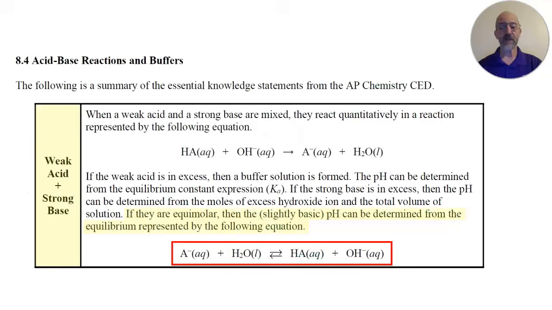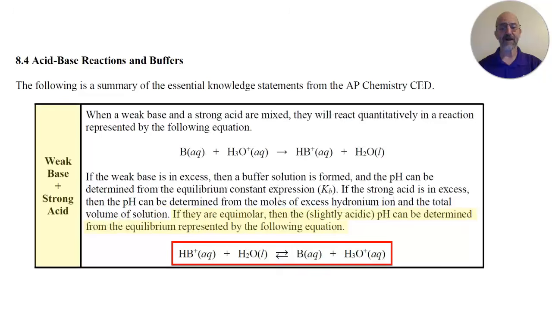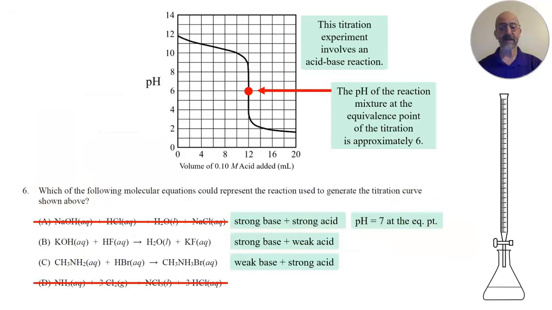So which is it? Well, back in the essential knowledge statements, if you have a weak acid and a strong base, like we saw in question 2, then the pH at the equivalence point would be slightly basic. Well, we have a pH of 6 in question 6, so it's not going to be slightly basic. This is what we're looking for. A weak base reacting with a strong acid, at the equivalence point, it would be slightly acidic. So we're looking for weak base, strong acid.